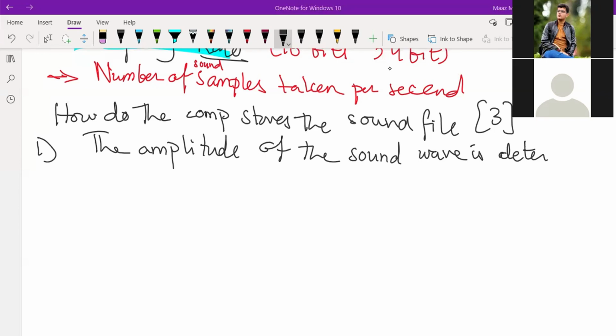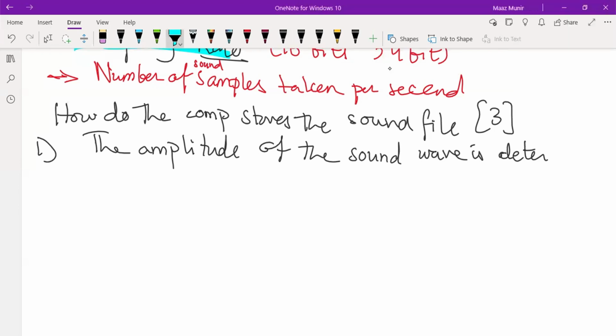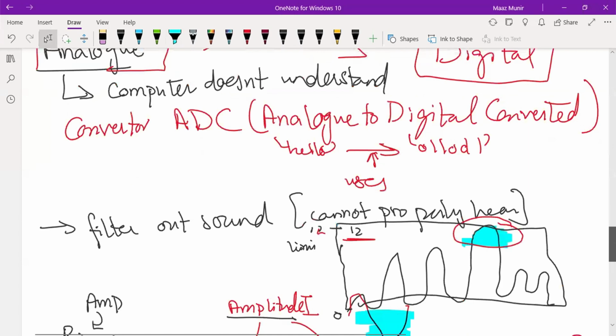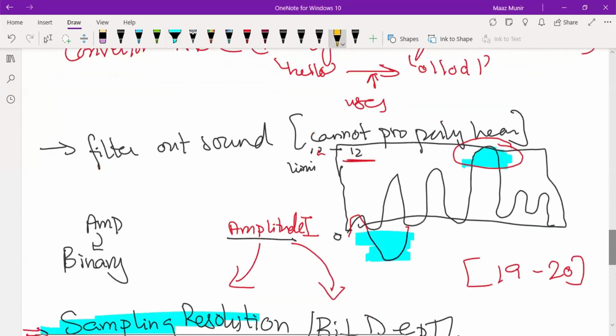So basically, I was talking that you need to know these steps for how a computer stores the sound file. This is something really, really important. The first thing, the amplitude of the sound wave is detected at set intervals. By set intervals, I mean, like in the above diagram, this specific point is one interval. This might be point number 1, this is point number 2, this is point number 3, this is 4, 5. And so at each interval, we are recognizing and measuring what's the amplitude.